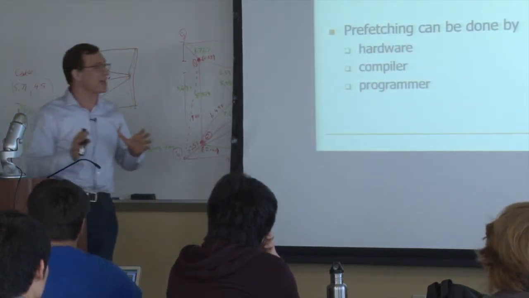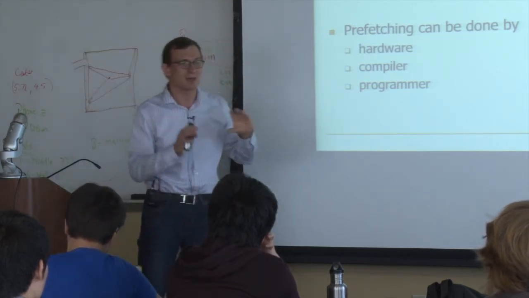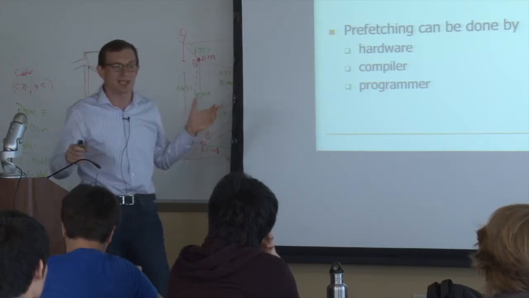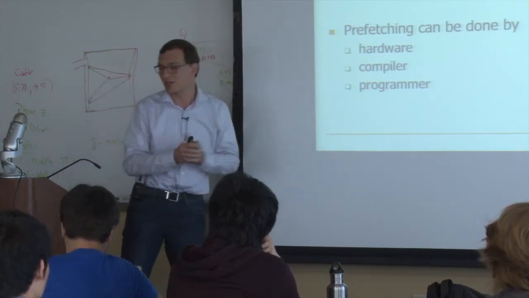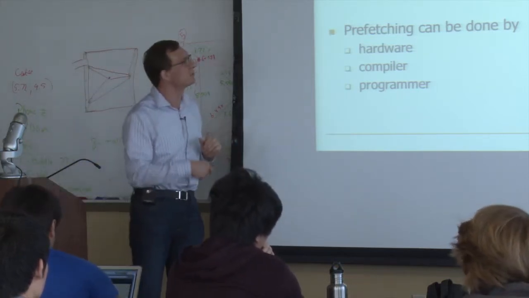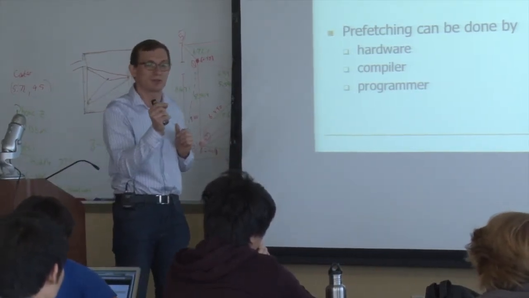OK, some basics. In modern systems, and for the rest of this lecture, I will talk about prefetching in terms of cache blocks. Prefetching is usually done at cache block granularity. You don't go below that granularity. You could. There's no reason not to. But because modern systems operate based on cache blocks, you prefetch cache blocks. You don't prefetch individual words.